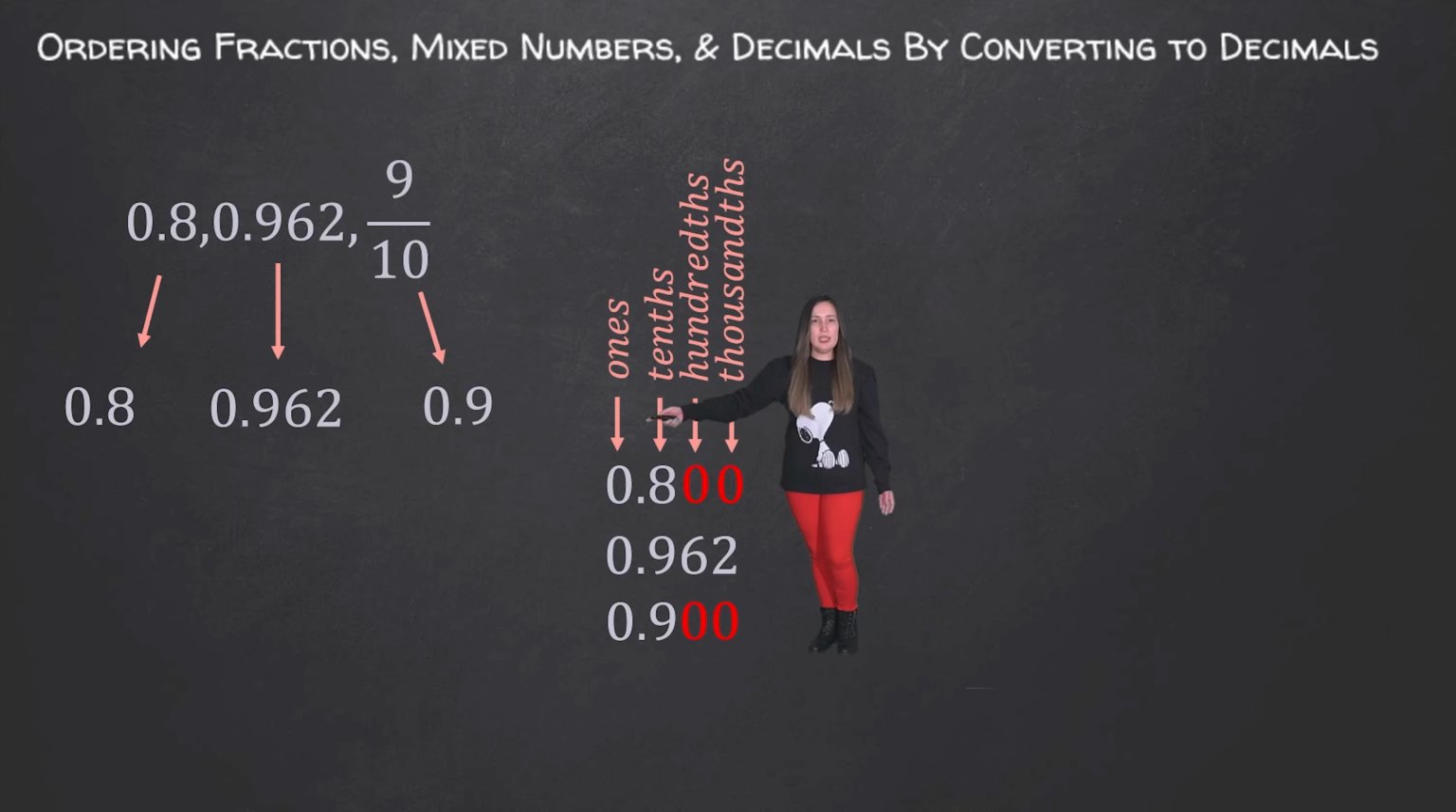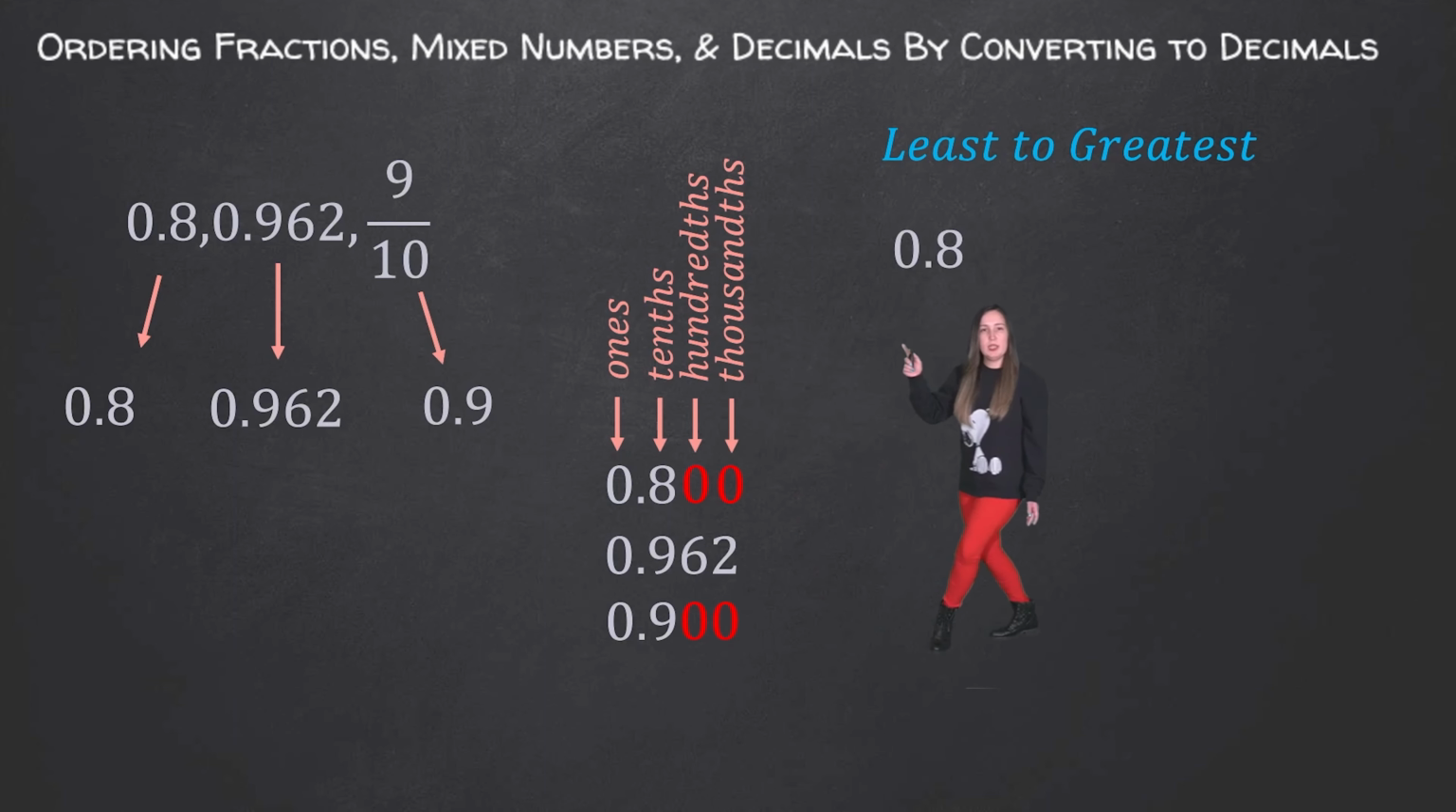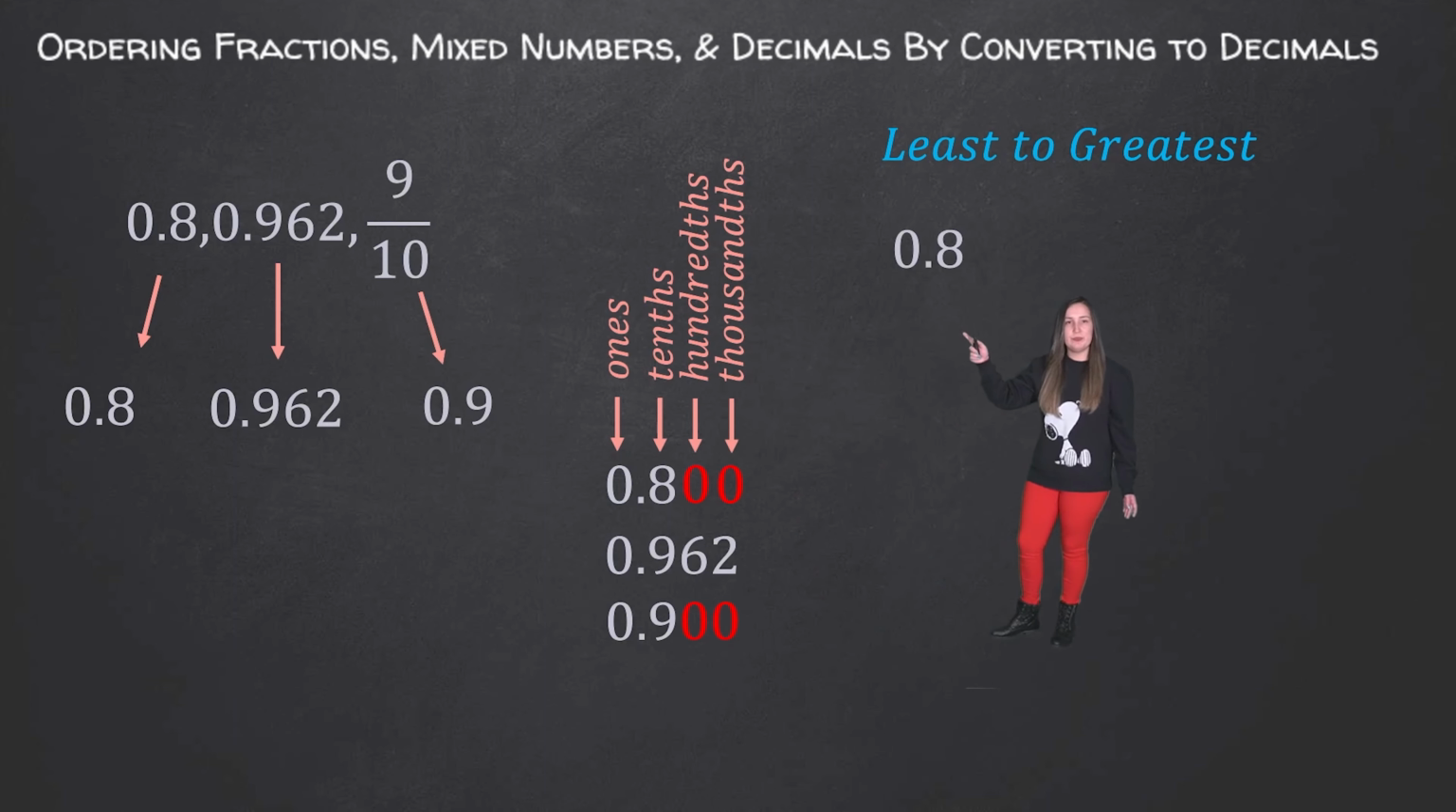Now, looking at the ones place, they all have zeros, so it's difficult to compare that way. And then looking at the tenths place, we have 8, 9, and 9, which makes this one with the 8 the smallest number when we order it from least to greatest. So 8/10 is going to be our smallest value.